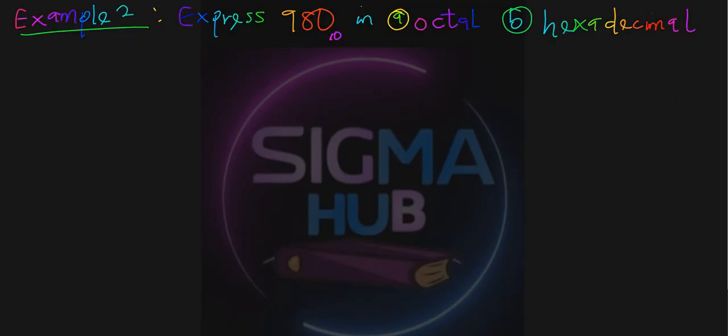So octal means base 8. So in this case, we should express 980 base 10 in base 8. Then B, hexadecimal means base 16. So we are first of all going to be expressing 980 in base 8, then also in base 16. Now let's do the first one that says we should express in octal. Solution.